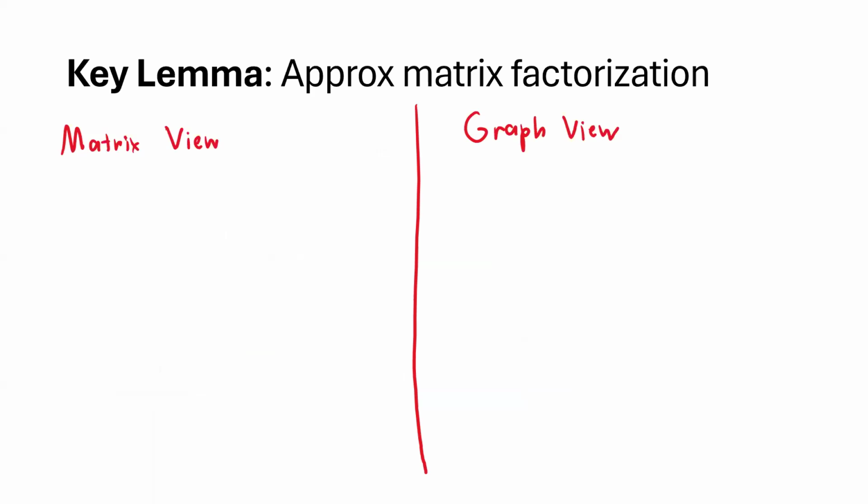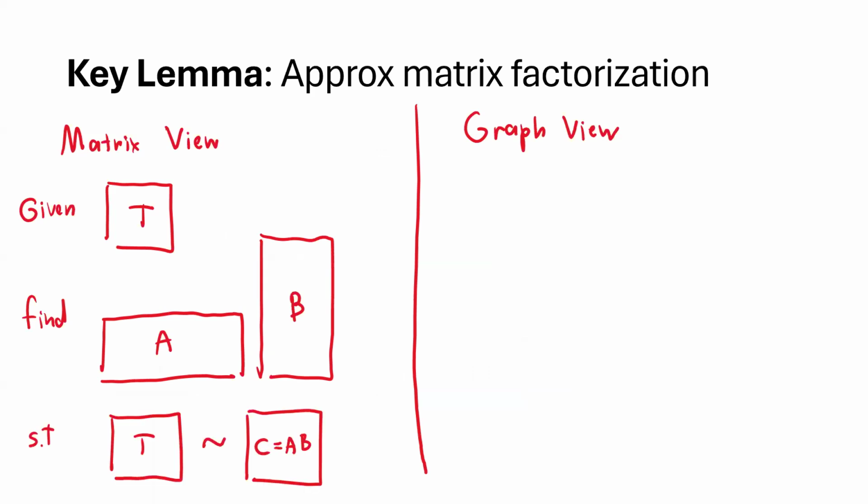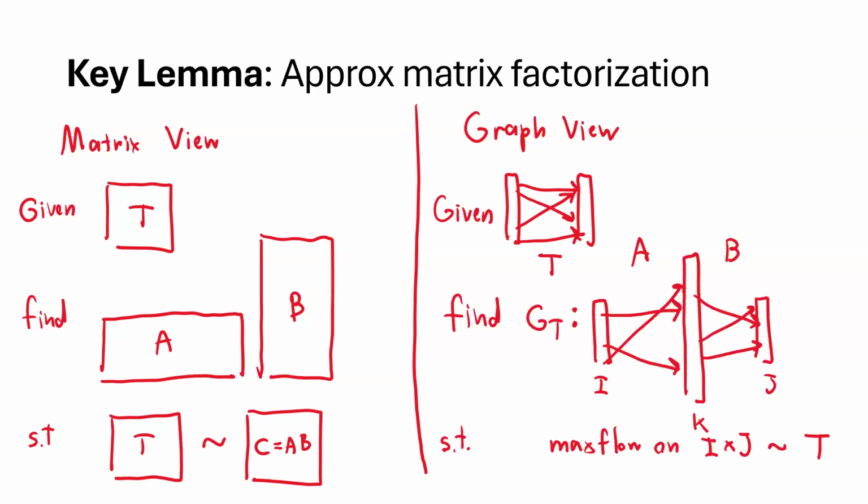Okay, again, just a different view so that you really understand. Here in the matrix view, you're given T. I want to find A and B such that the product is similar in the sense of the previous slide. In graph view, you can think that T encodes some directed bipartite graph. And what we want is to find this two-layer graph defined by A and B, such that the max flow value from the first layer to the last layer encodes matrix T.